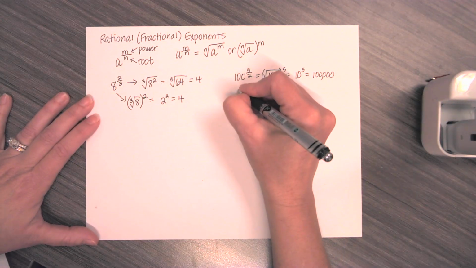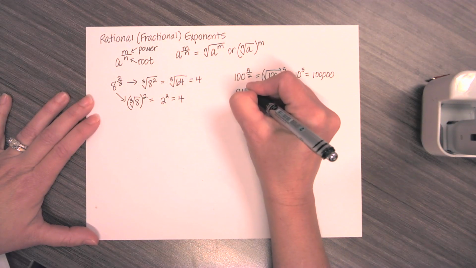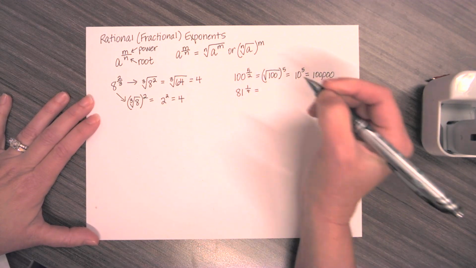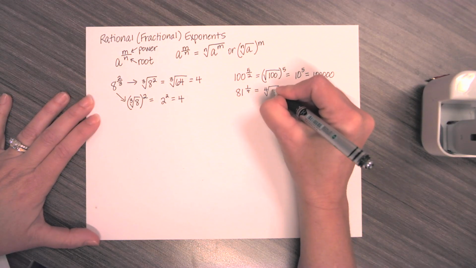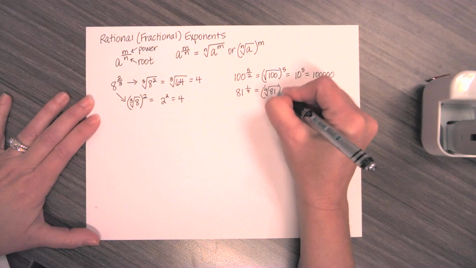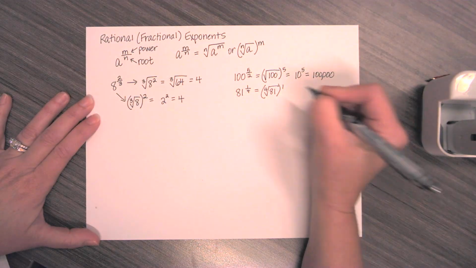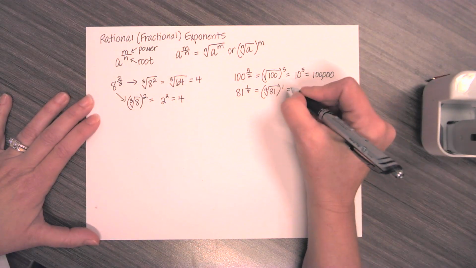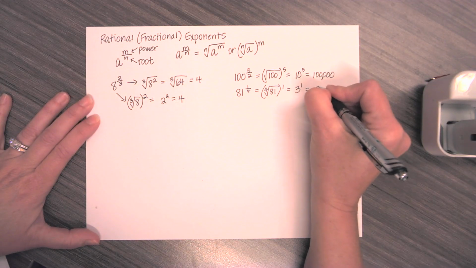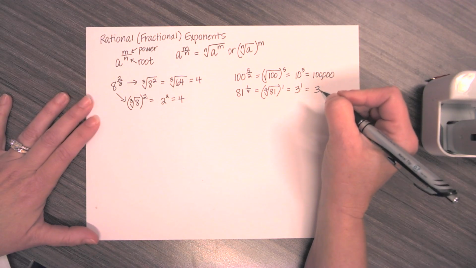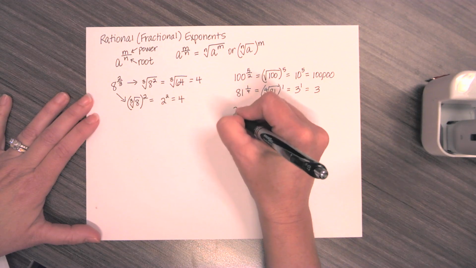Or 81 to the 1/4. Again, if we take the bottom number and do the root first, the 4th root of 81, and then raise it to the 1st power. The 4th root of 81 is 3. Raised to the 1st power would be 3. All right, let's do one more.